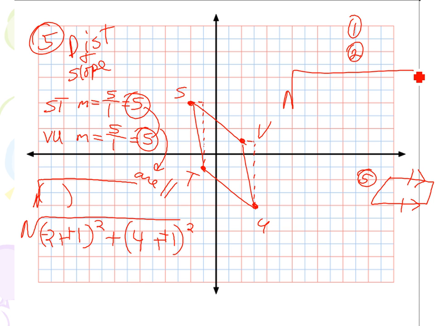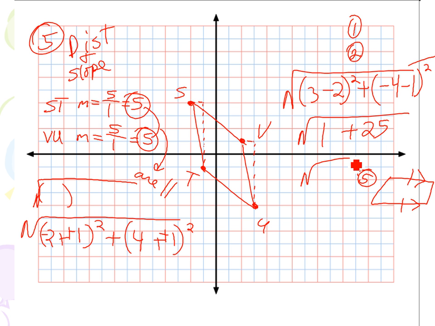I'll do it. S and T, or I'm sorry, V and U. For V and U, we want the x coordinates. And remember, we're on problem 5. So we got 3 minus 2 squared plus -4 minus 1 squared. 3 minus 2 is 1. 1 squared is 1. -4 minus 1 is -5. -5 squared is 25. 1 plus 25 is 26. The square root of 26 is about 5.1. So my segment's 5.1 long.